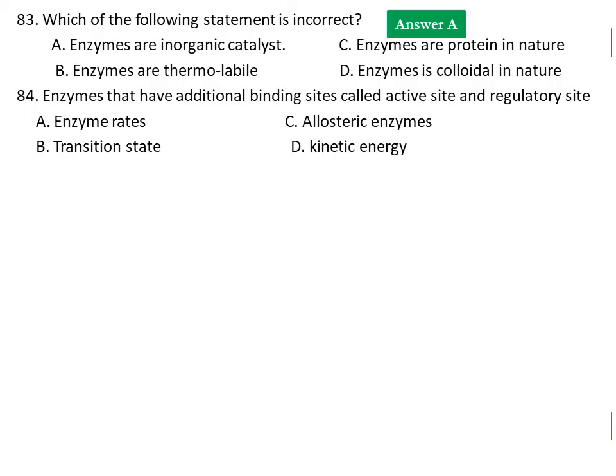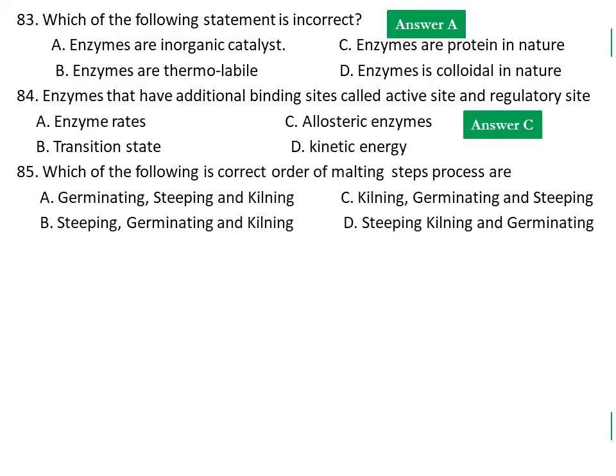Question number 84. Enzymes that have additional binding sites called active site and a regulatory site are A. Enzyme rates. B. Transition state. C. Allosteric enzyme. D. Kinetic energy. So the answer should be C. Allosteric enzymes have additional binding sites called regulatory sites.